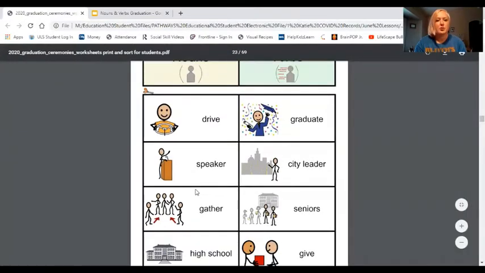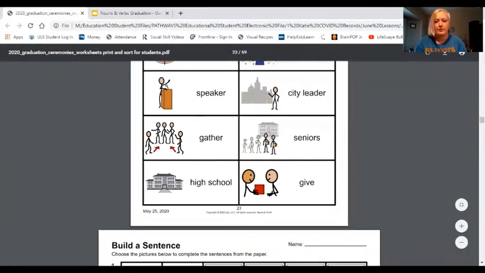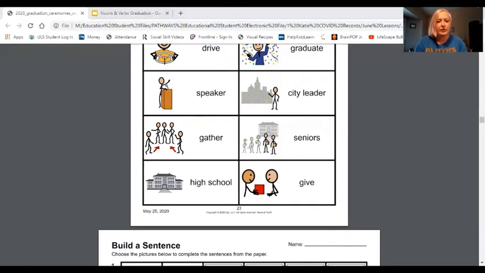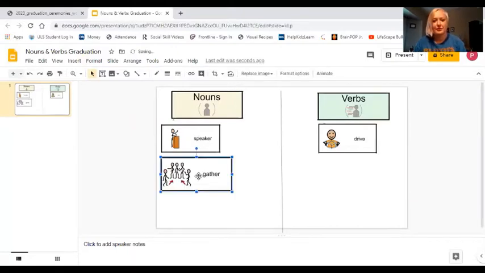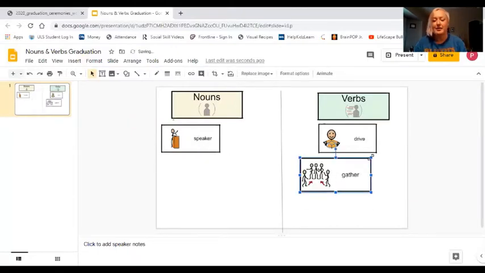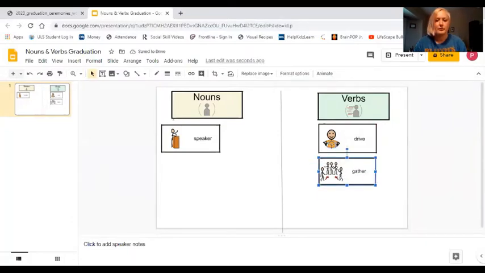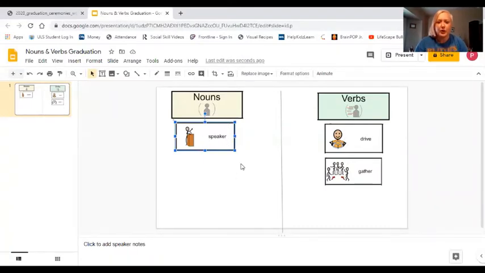All right, our next word is gather. Even looking at the picture for gather, we see a lot of people, and we see some arrows that show that people are coming together. They're gathering, which is an action. So that would go under the verbs. Gather is a verb. So we have one noun, speaker, which is a person, and two verbs, drive and gather, which are actions.